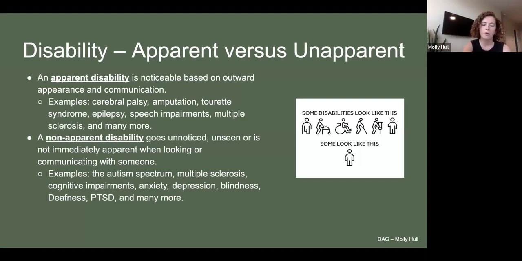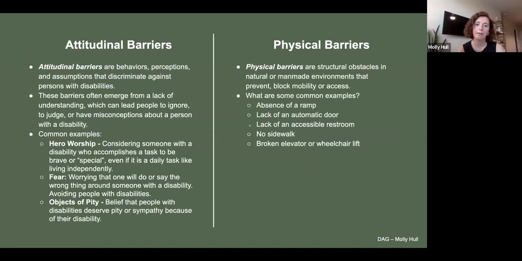So how individuals view disability is heavily influenced by barriers that are present within our society. And those barriers include things like attitudinal barriers, but also physical barriers. So attitudinal barriers are behaviors or perceptions or assumptions that discriminate against people with disabilities. And these barriers often emerge from a lack of understanding, which can lead people to ignore, to judge, or to have misconceptions about a person with a disability.